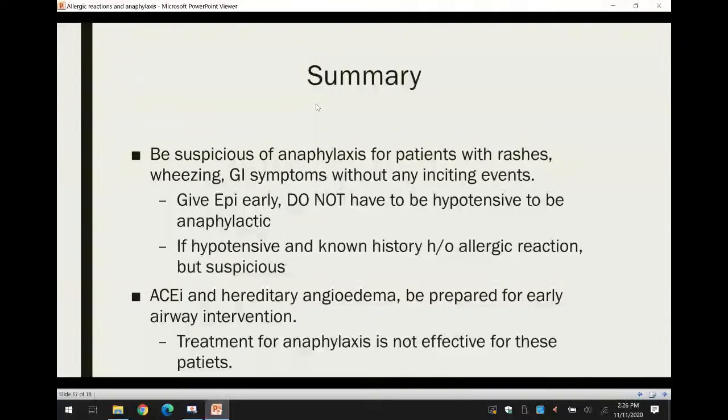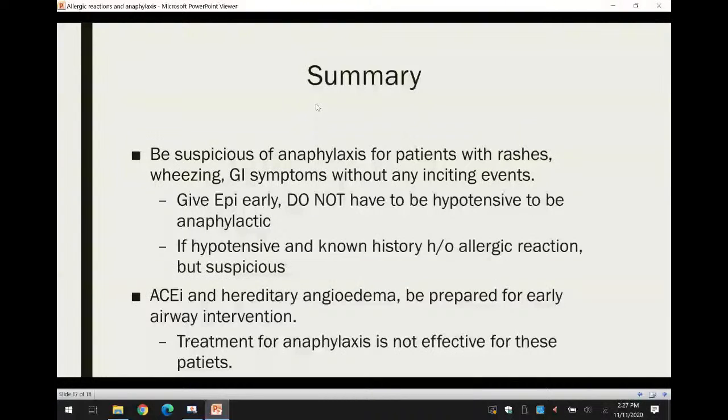So in summary, have a low threshold for anaphylaxis, because it is one of the most underdiagnosed things we come across in the ER. If there is any suspicion, go ahead and give epi early on, because even if they are having some symptoms, the half-life of IM epi is still pretty short. So we can always just observe until it wears off.